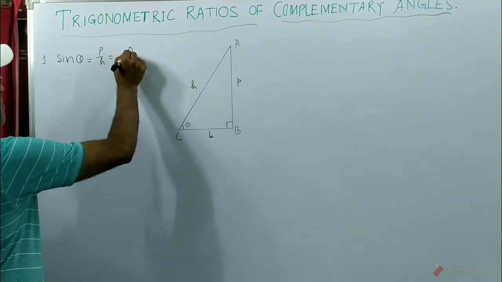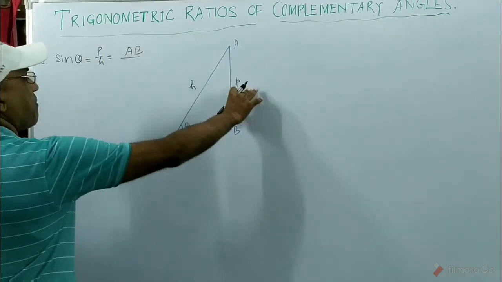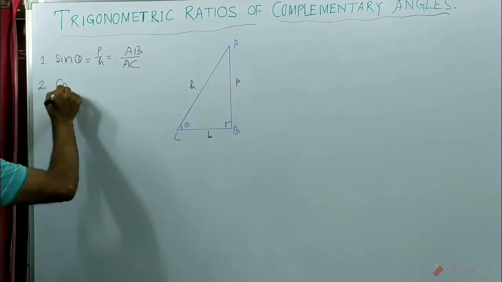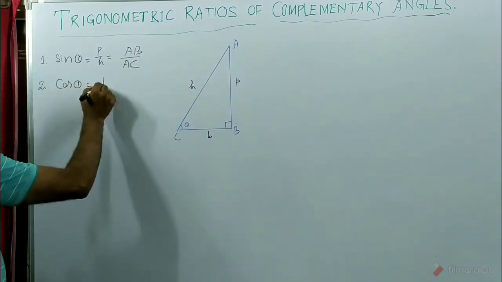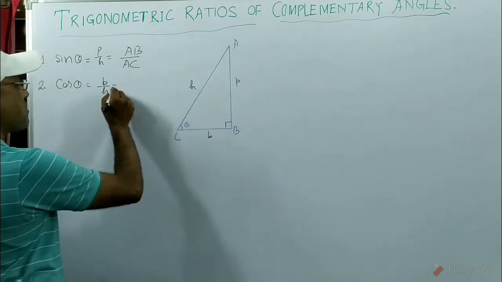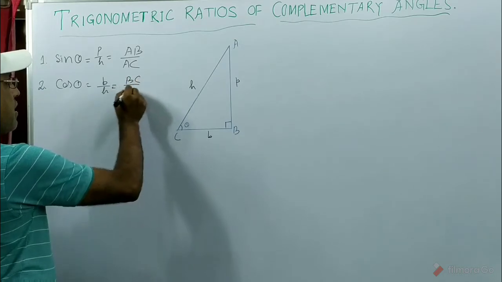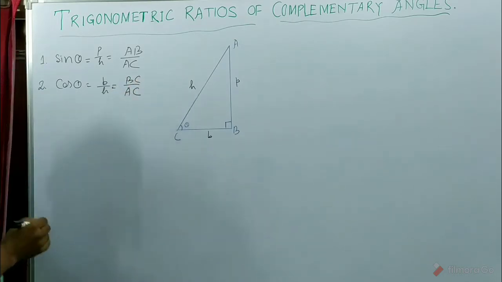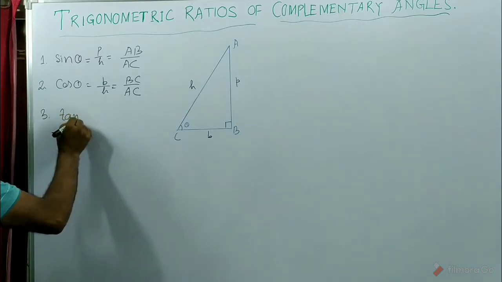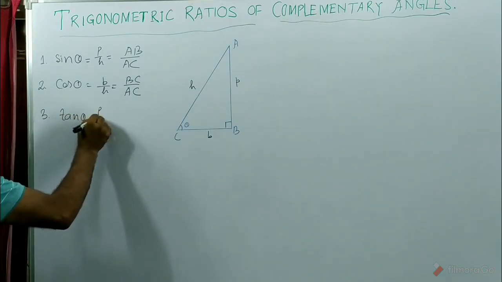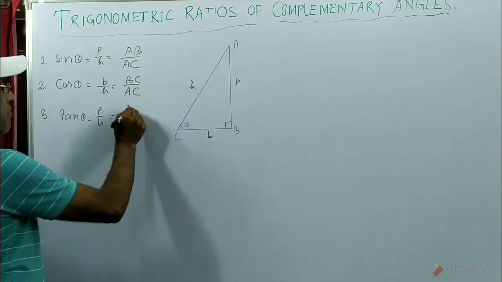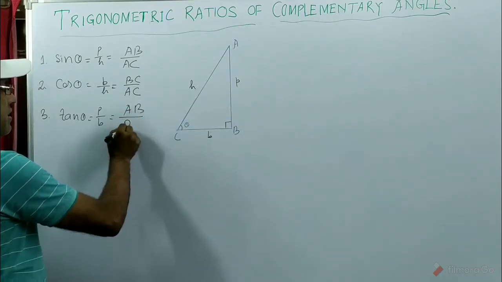That means AB by AC. Number 2, cos theta equals B by H. B means the base by hypotenuse. Base means BC and hypotenuse means AC. Number 3, tan theta equals P by B, perpendicular by base. That means AB by BC.